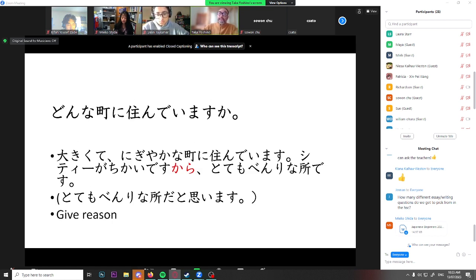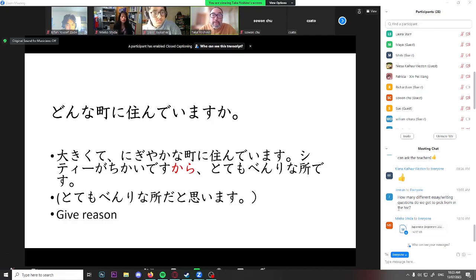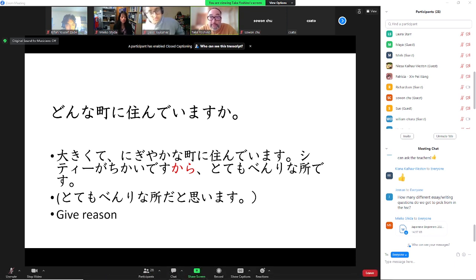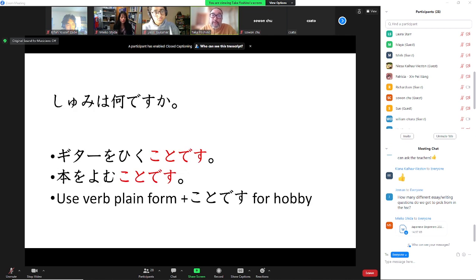Next, どんな町に住んでいますか? What kind of town do you live in? Okay, try to give reason. Giving reason also gives depth in your response. Okay, so it's a very good strategy. 趣味は何ですか? When you ask your hobby, it's another set expression.